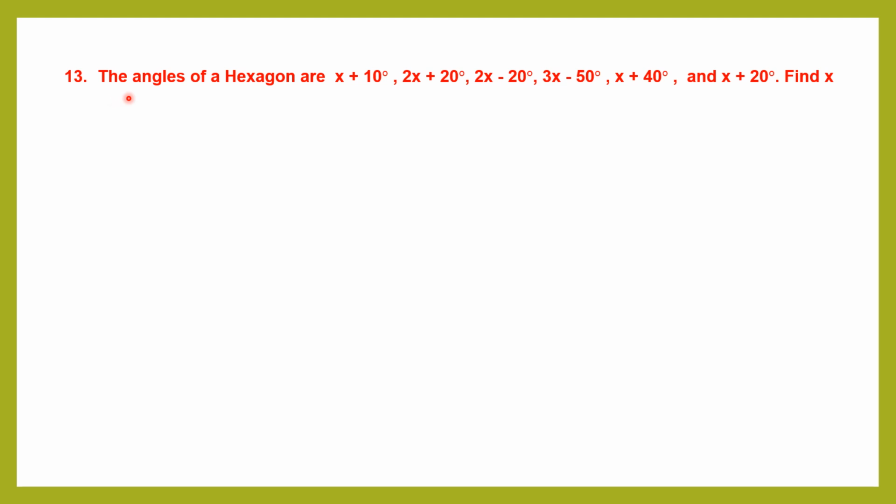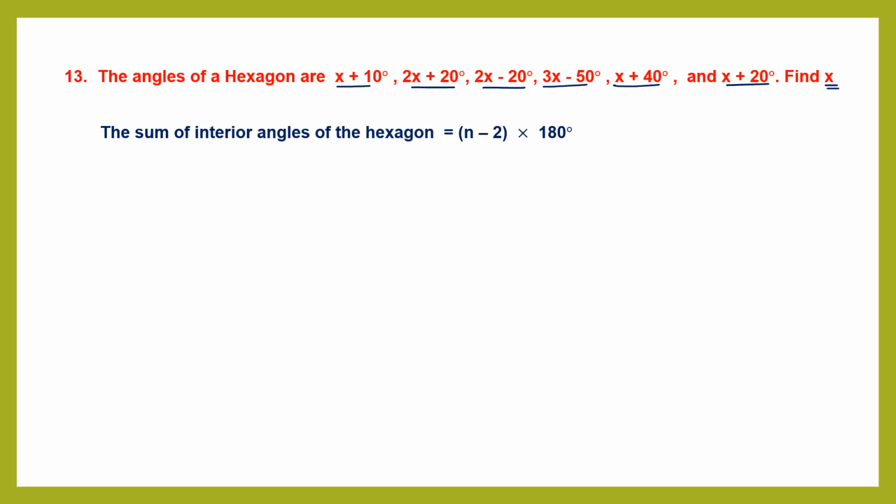Question 13. The angles of a hexagon are given. This is 1, 2, 3, 4, 5, 6. So hexagon is a six-sided figure. There are 6 angles. Okay. Now we have to find the value of x. Now we know the sum of the interior angles of a polygon, in this case a hexagon, is n minus 2 into 180.